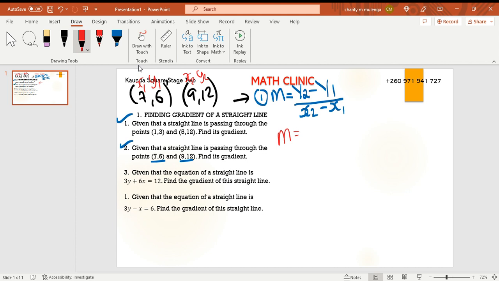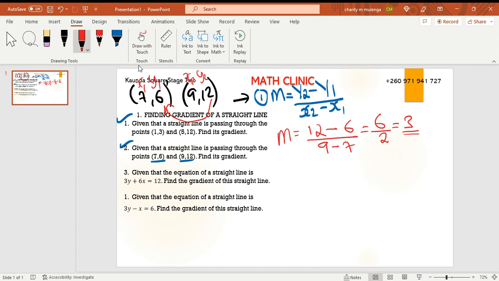So the formula says subtract y2 minus y1. So our y2 in this case is 12. So we're saying 12 minus 6 over x2 is 9, x1 is 7. So 9 minus 7. So when we subtract 12 minus 6, we're getting a value of 6. 9 minus 7, we're remaining with 2. Now, how many pairs of 2 do we have in 6? There are 3. Meaning 2 into 6 goes there 3 times. So in this case, our gradient is a whole number.